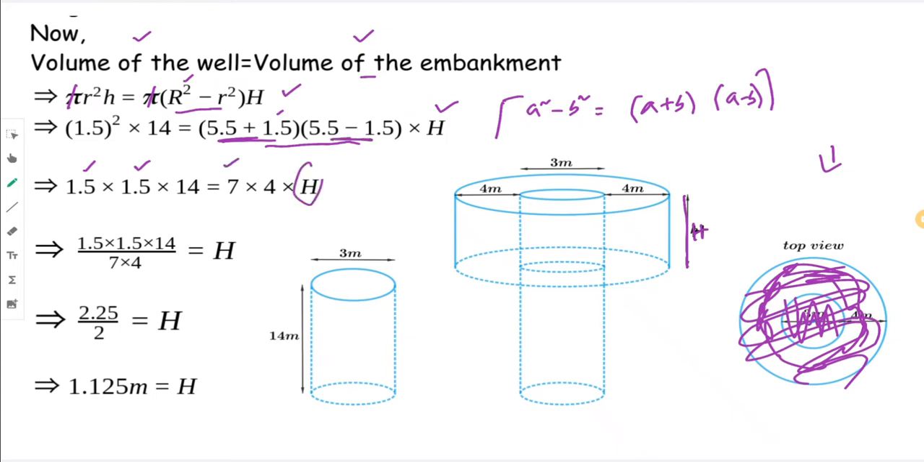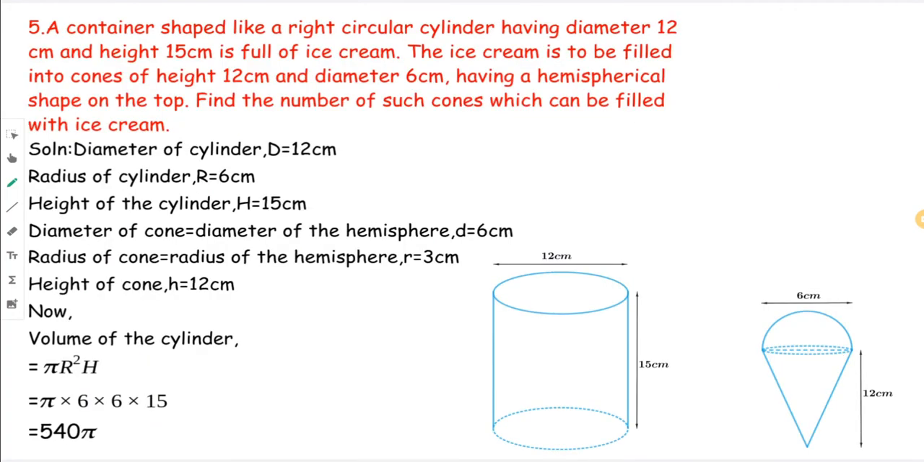So now I'm trying to find this h. So this 7 and 4 will do cross multiplication. It will go down, right? Then 7 on the 7, 7 twos are 14. And then when you multiply 1.5 into 1.5, we're going to get 2.25. Now divide these two, we're going to get the height of the embankment to be equal to 1.125 meter. All right, the capital H. That means from here till here, how much? 1.125.